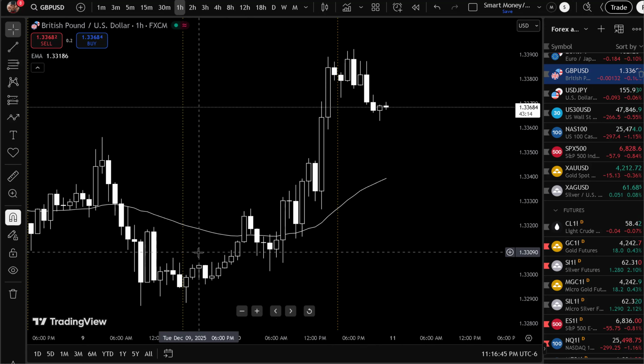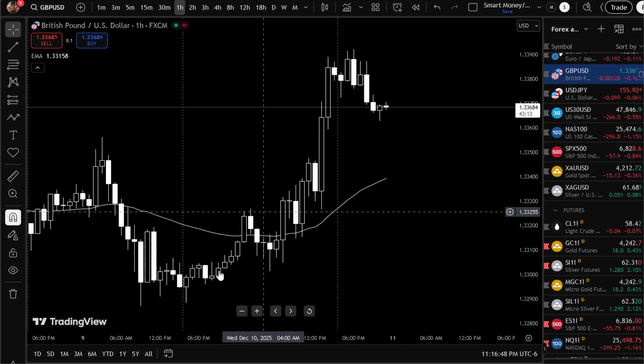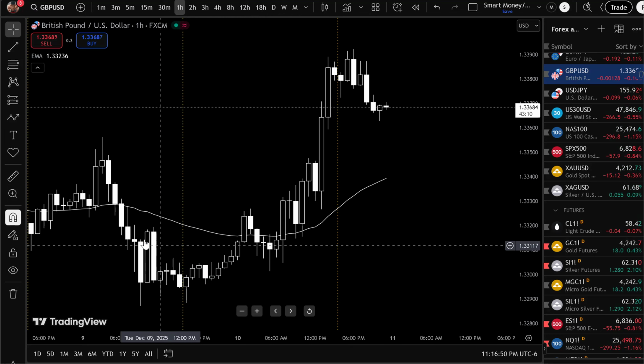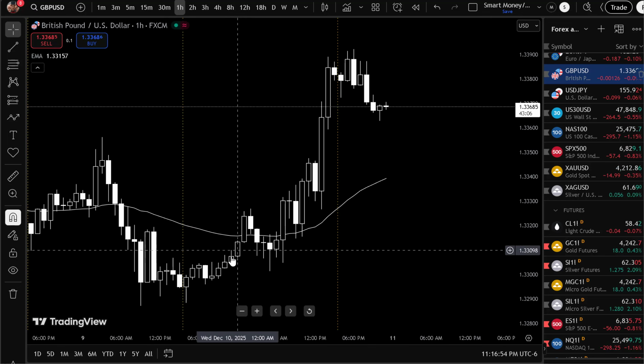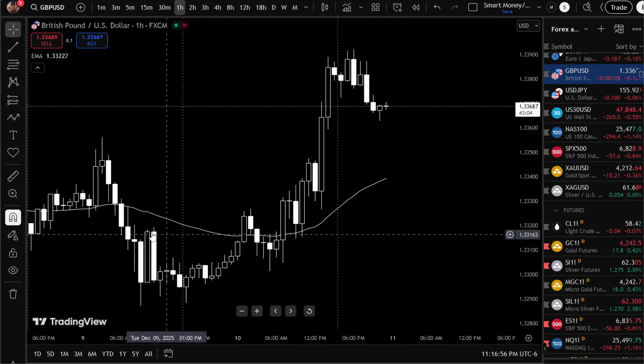If I'm looking at this, you see this is coming up. So what happened was we broke this structure right here. And this was our first indication that price was going to go up, when we broke this structure here.